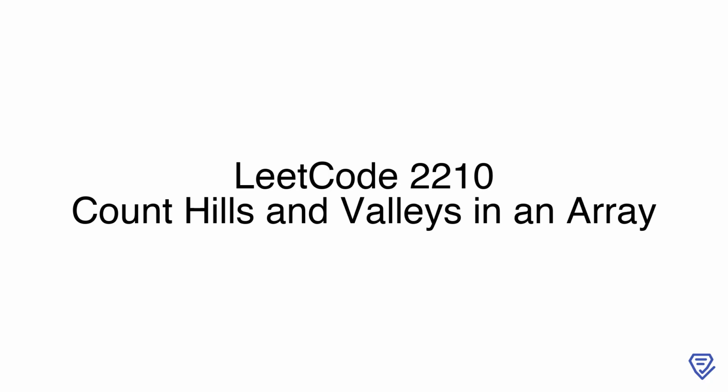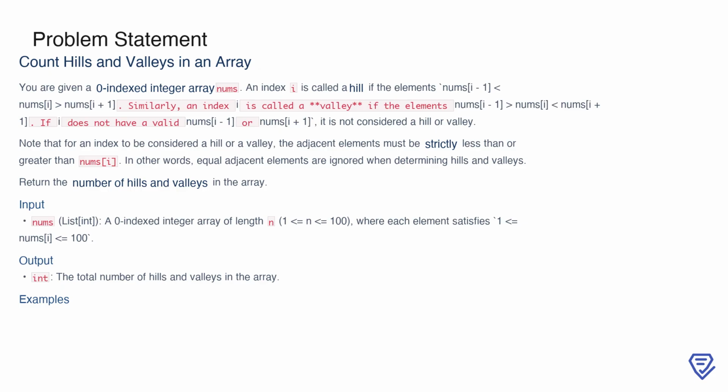Let's get started. In this problem, we are tasked with identifying and counting specific patterns within a zero-indexed array of integers, referred to as hills and valleys. A hill occurs at an index if the value at that index is strictly greater than its immediate neighbors on both sides. Similarly, a valley occurs if the value at an index is strictly less than its immediate neighbors on both sides. It's important to note that these comparisons must be strict, meaning we ignore cases where the adjacent elements are equal to the current element.